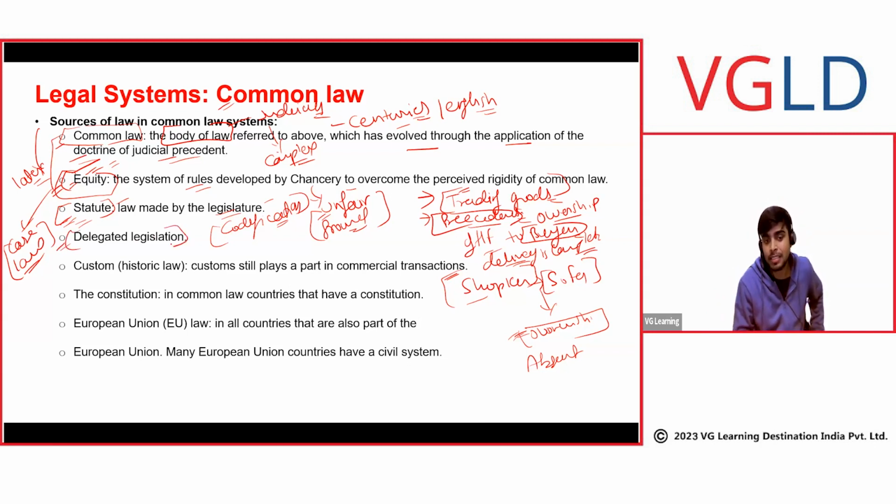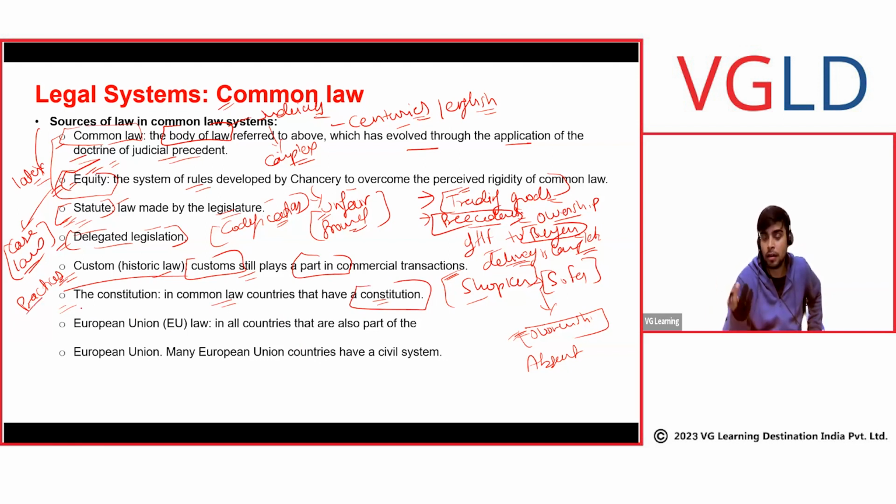Delegated legislation, basically it means that parliament does not only make the law but also these cooperative bodies, but that we'll discuss later. Sorry. Custom or historic law, what have been the custom? So what have been the practices? When I say custom, it means practices. The constitution in common law countries that have a constitution, that is though very contradictory.